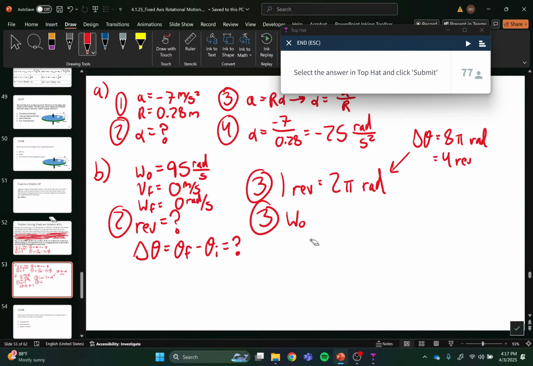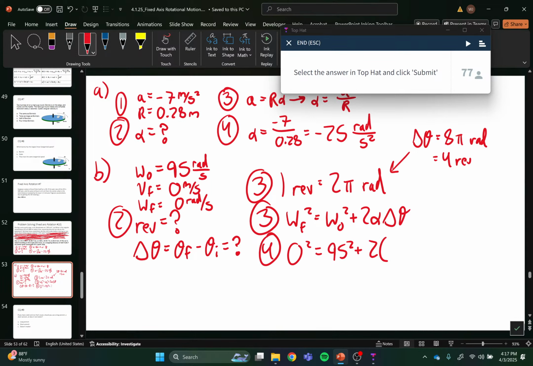So omega final squared equals omega initial squared plus 2 alpha change in theta. Then you just chuck your numbers in there. So 0 squared equals 95 squared. And now you can see why it's important we have this negative here. If you don't put the negative, it just doesn't work. Change in theta is 95 squared divided by 50. So you get your change in angle is 180.5.